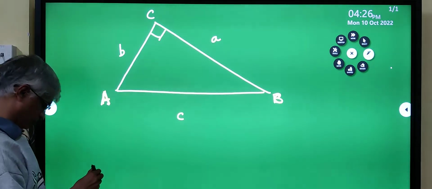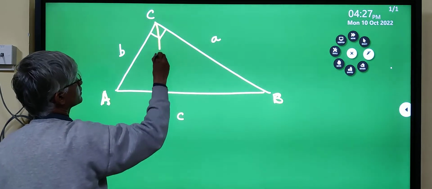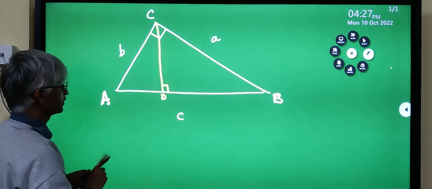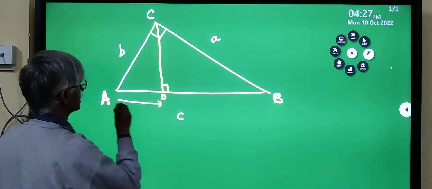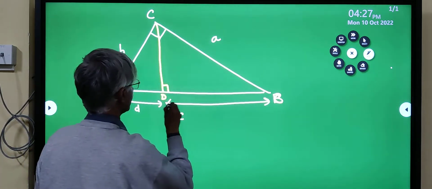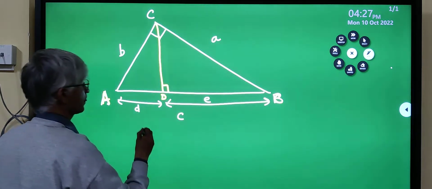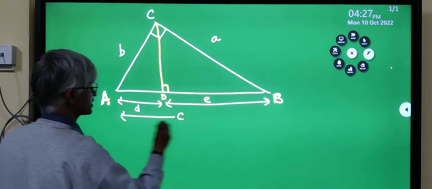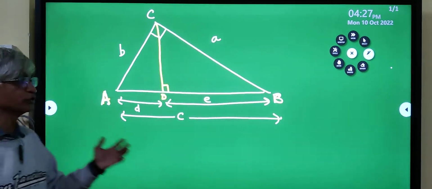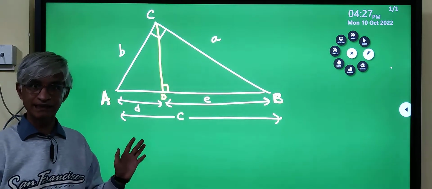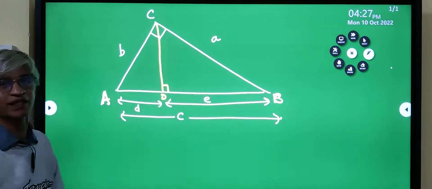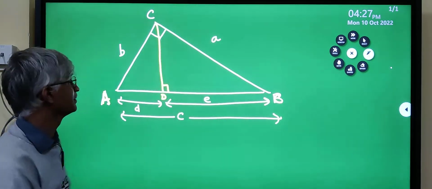Now I'm going to drop a perpendicular here. Let's just call this D. Let's call this length D, and let's call this length E, and don't forget that this length is C. Now I'm going to write down a few formulae which we will prove very easily with the help of similarity, and straight away you will see that these formulae are strikingly beautiful and extremely easy to prove.